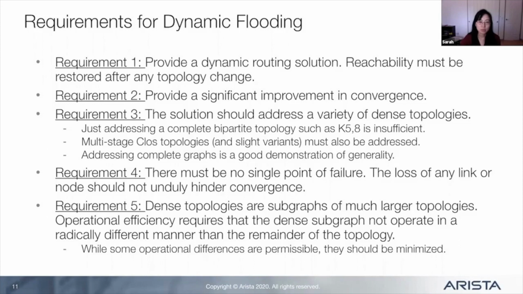The fourth requirement of the flooding topology is that there's no single point of failure. This means that if any link or any node fails, the flooding topology remains connected, so the link state updates can still reach every node. This will not cause a convergence problem. The fifth requirement is that it should be operationally efficient, not depending on the density of the topology.